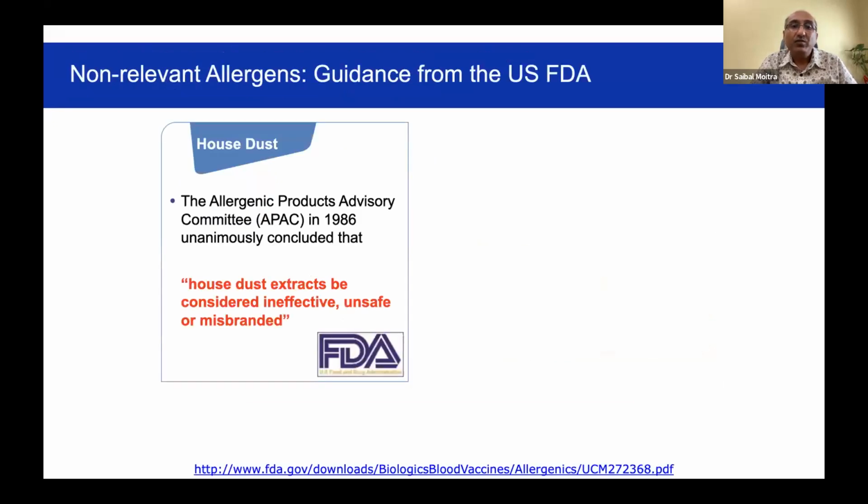Animal epithelia, depending upon what is in the patient's household, we choose the particular animal dander. It is important to understand one very important point, that house dust extracts are considered ineffective, unsafe, and misbranded. So it should not be house dust. It has to be a specific house dust mite, whether it is Dermatophagoides farinae, Dermatophagoides pteronyssinus, or Blomia tropicalis. So any commercial extract, if it's only house dust, it is advised not to use that because that is not safe and the patient can land up having anaphylactic reactions.